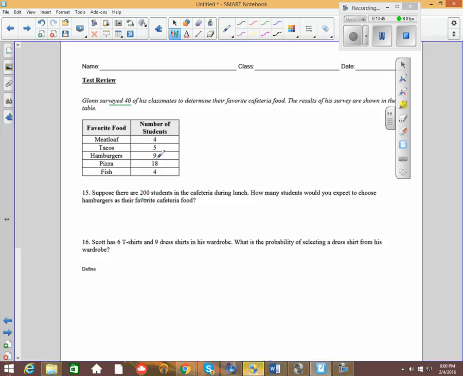So let's just look at how many chose hamburgers out of the 40. Remember, we can set up our proportion, part over total. So we know that 9 people, that's the part, out of the 40, which is the total, chose hamburgers. Now we can set up our proportion with the 200. 200 is the whole thing, so that goes on the bottom. And what will go on top? It would be x. Okay, so we have the proportion set up.